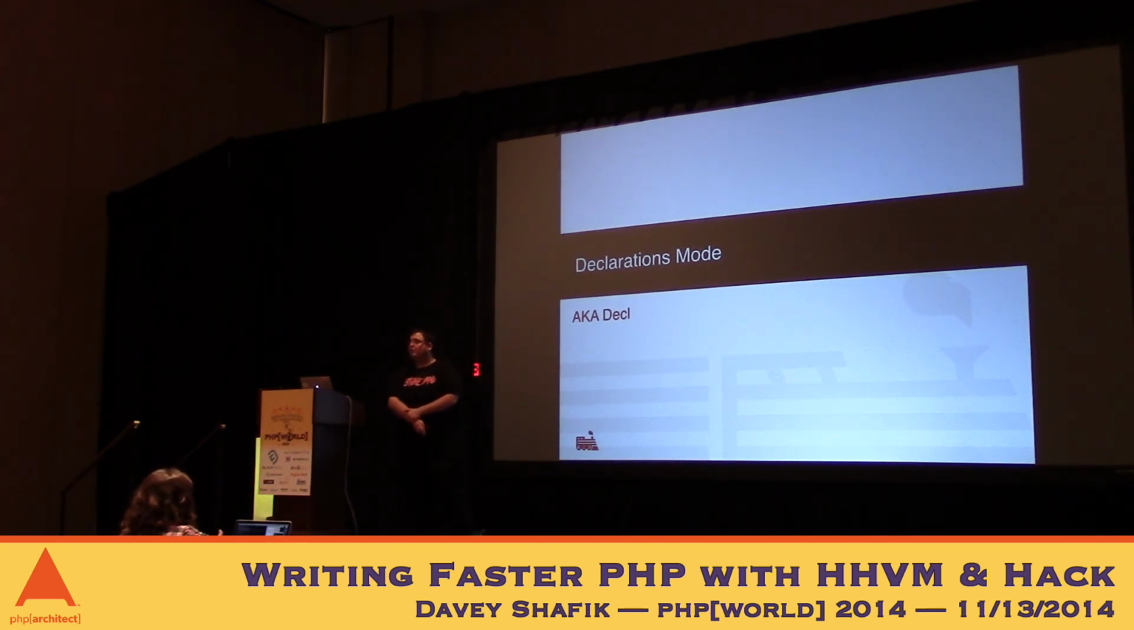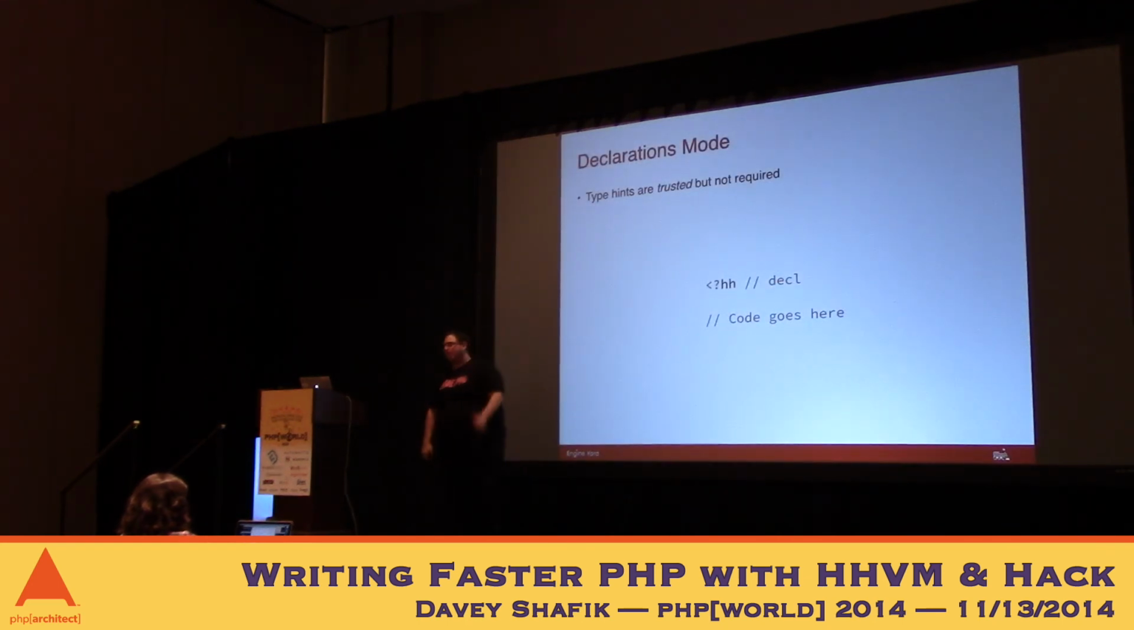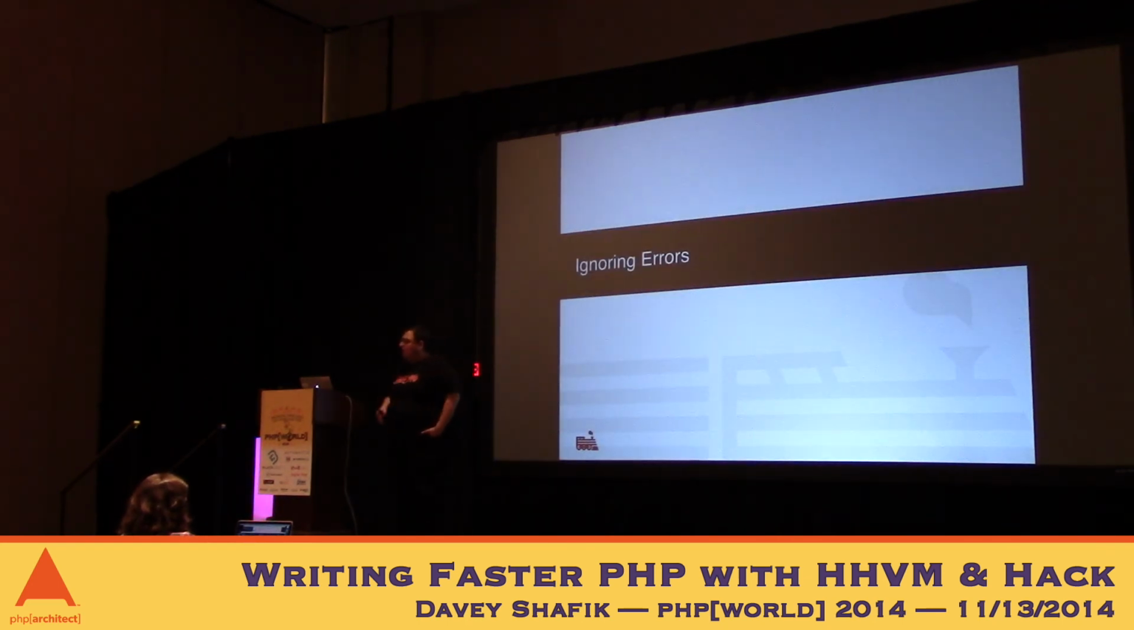Basically, type hints are trusted. So if you say there's a type hint, it will go, okay, sure, but they're not required. And that's just // decl. It is possible to ignore errors. It's highly recommended that you don't.